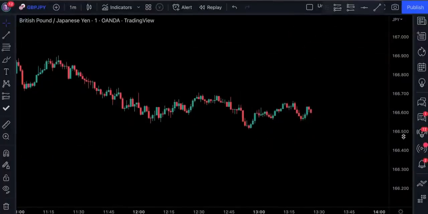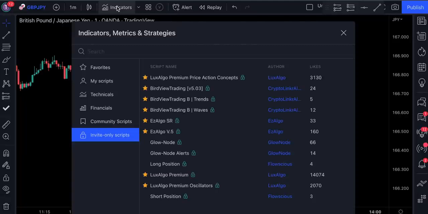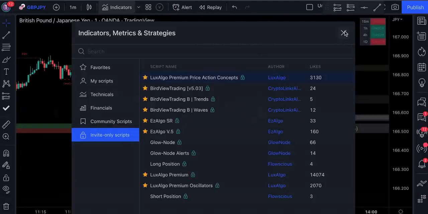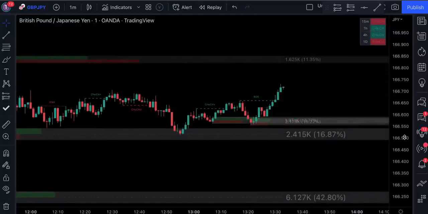Okay, so in order to add this indicator to the chart, we need to head over to the indicators section and select the Algo Premium Price Action Concepts. So we have the indicator installed, and now let me quickly explain what it consists of.